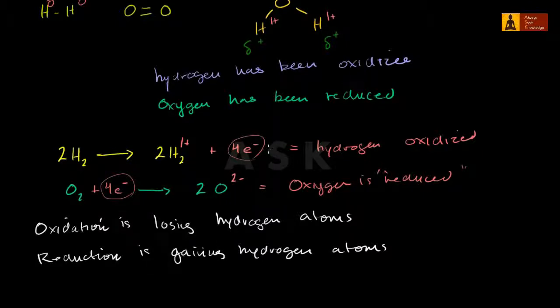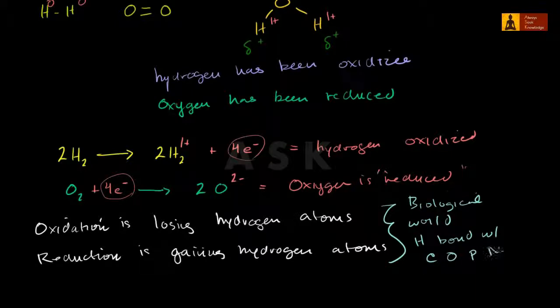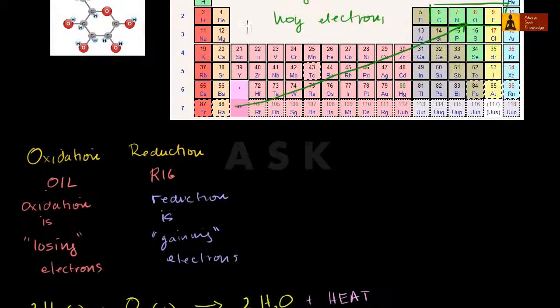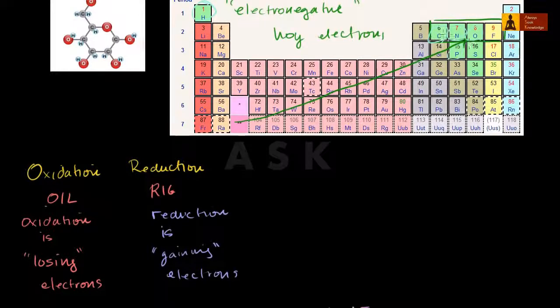the reason why this definition is consistent with this one is because in the biological world, hydrogen is what tends to get swapped around, and it tends to bond with carbon, oxygen, phosphorus, nitrogen. And if we look at the periodic table, and we see where hydrogen is, and we see where carbon, nitrogen, oxygen, and phosphorus, and really all of this other stuff is, you see that all of the things hydrogen tends to bond with in biological systems are much, much more electronegative.